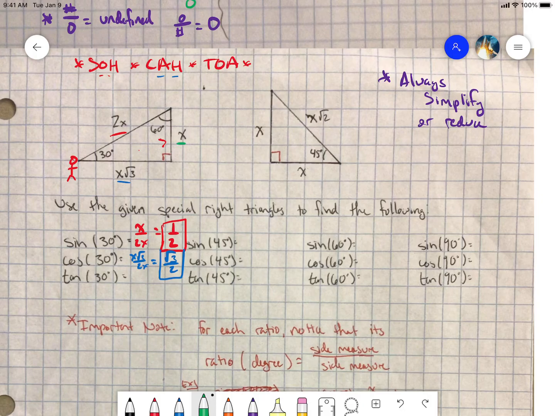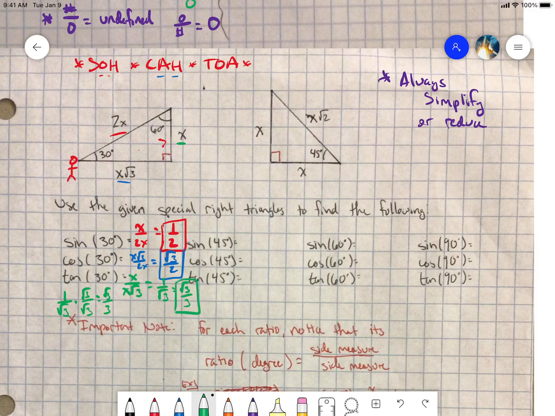Opposite over adjacent, which is just x over x rad 3. Now the problem with that is, if I simplify that, that's 1 over rad 3. However, we cannot leave it in 1 over rad 3 form. So for 1 over rad 3, I have to rationalize the denominator. And I do that by multiplying it by rad 3 over rad 3. And so I'm just left with rad 3 over 3. Okay?